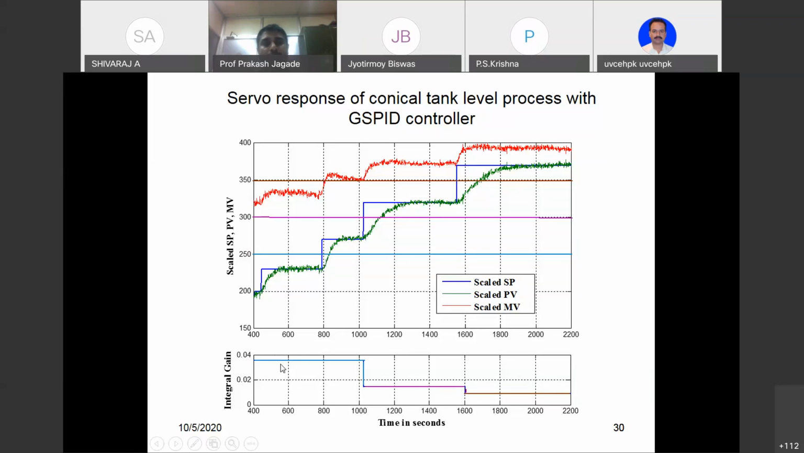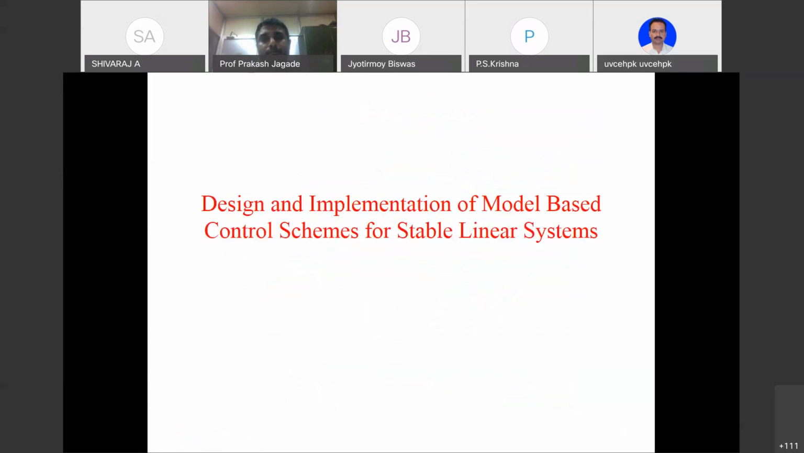And we have used different values of integral gain, because we cannot use the same value throughout the operating range. As I had mentioned, you won't get satisfactory performance. So we used different values, and as a result, we are able to get satisfactory closed loop performance. This we call gain scheduled PID implementation. It's one form of an adaptive PID controller we implemented.